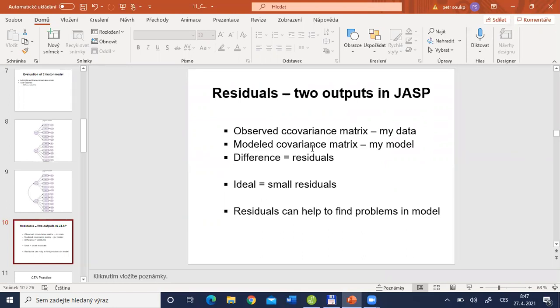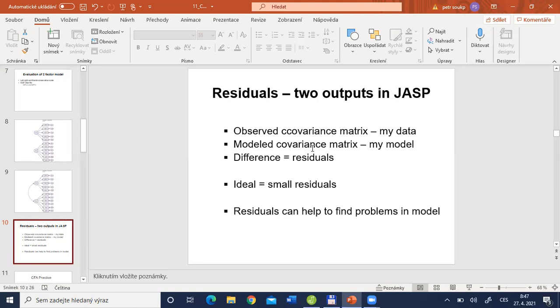So it is, in other words, a description of whether my model fits my data well, but not on a general level. It's not one figure, but for every point in the covariance matrix, I can try to find whether there are some problems in my model. Ideally, all these residuals would be zero. So it means that my observed covariance matrix would be the same as the covariance matrix which is generated by my model. Of course, this ideal usually isn't achieved in real-life analysis, but at least I would like to have small residuals.